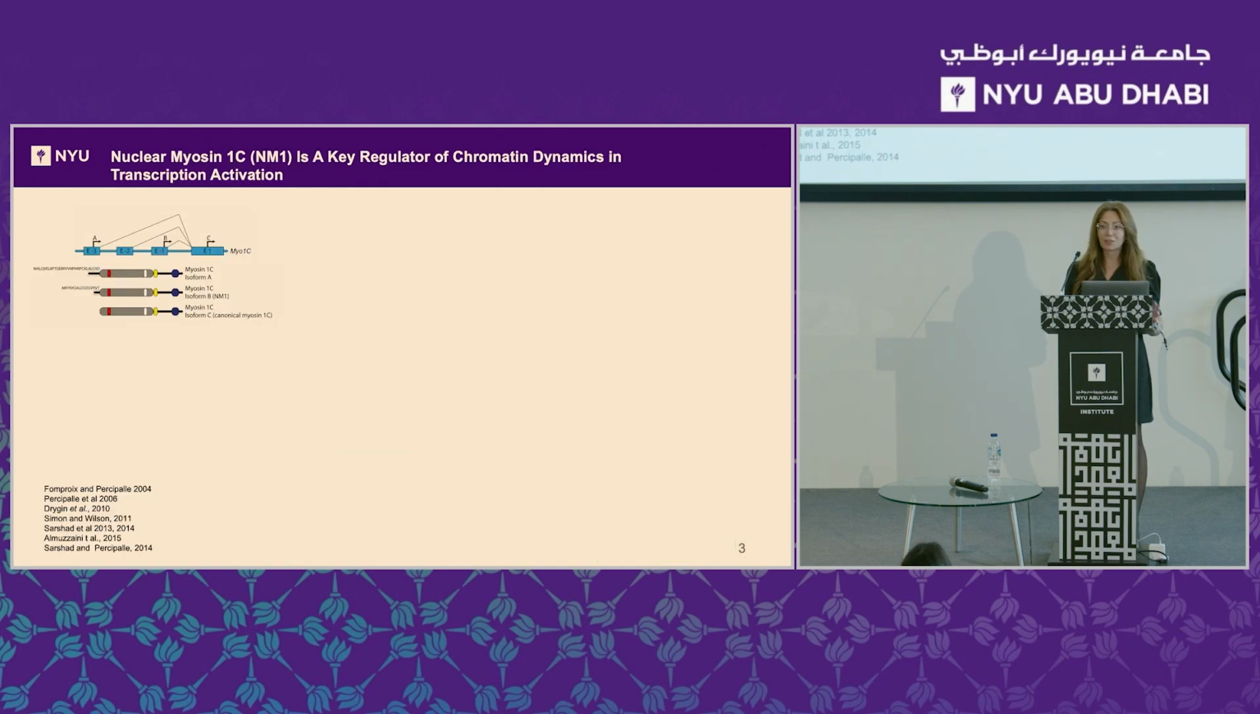So we have a lot of publications about that. And today I talk about a small part of our findings about NM1. So NM1 is a splice variant, or isoform B, of canonical myosin 1C. And it's shown that it's interacting with polymerase 1, 2, and 3.